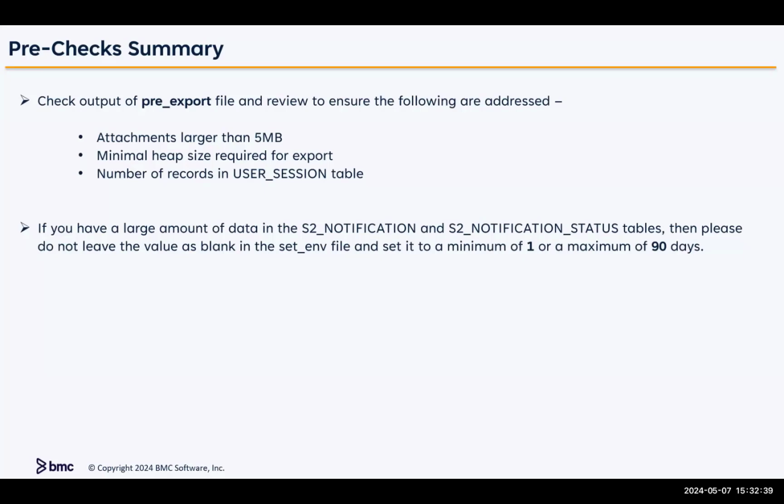And then we also have to look at the S2 notification and the S2 notification status table, because usually these two tables will hold a large amount of data. And if we leave it blank, we have to export and migrate all the data. So it is not recommended to leave it blank. Instead, we can set a minimum of one, which will be enough to migrate the active data, and a maximum of 90 days if in case you want to have some historical data. So you can set it a maximum of 90 days.